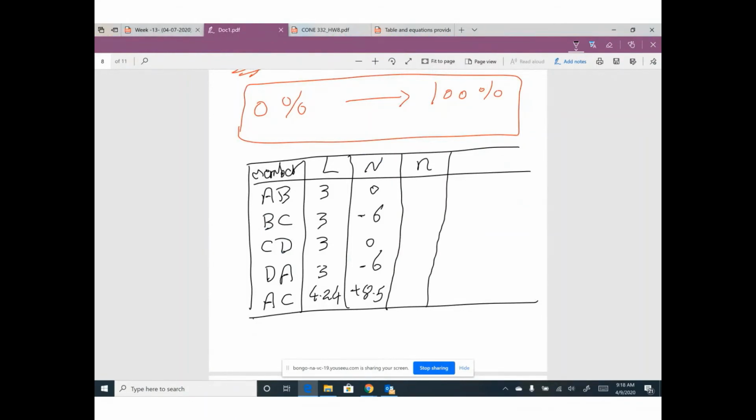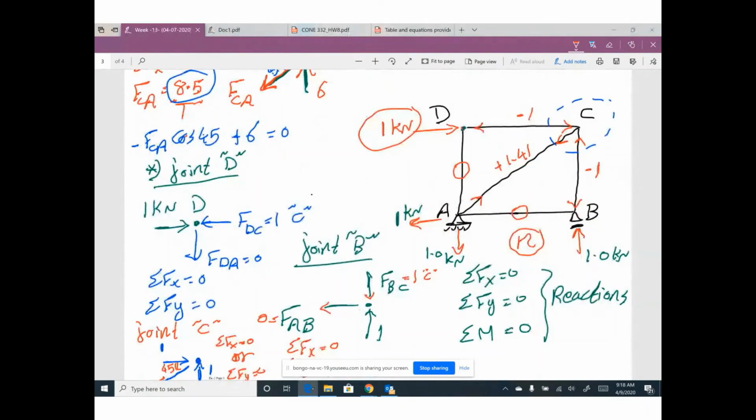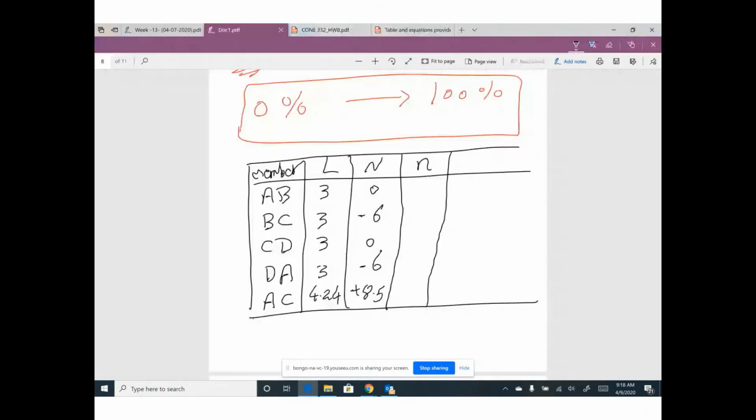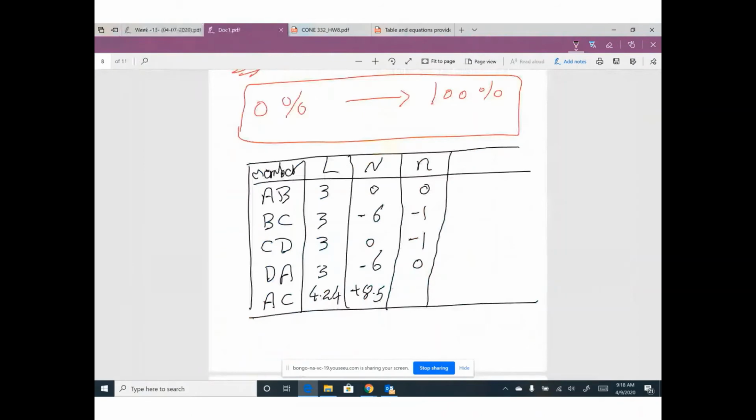What is the small n in each member? Okay, go ahead and put the values of small n in each member. 0, 0, negative 1, negative 1, 0, and the inclined one was tension 1.41.